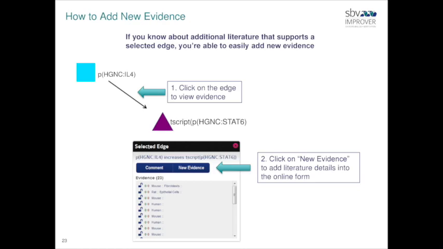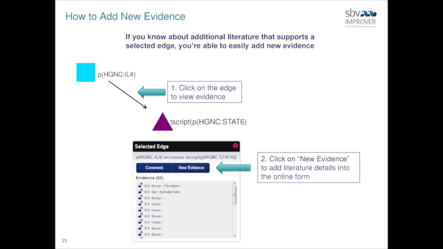Okay, so moving on to an example of how to add new evidence to a specific edge relationship. If you know about additional literature that supports a selected edge, you're easily able to go in and add this additional evidence as support in the network. And this also improves your standing within the leaderboards in the NVC community.